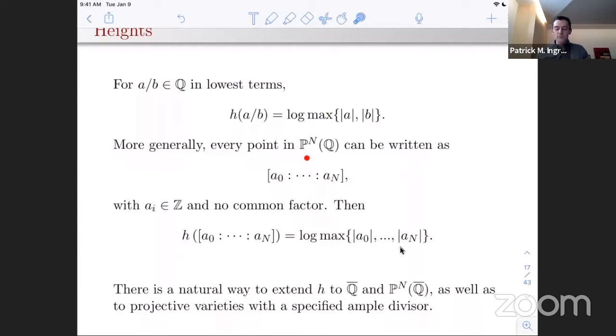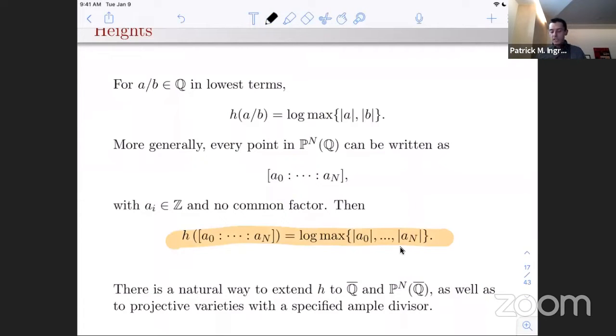And on n-dimensional projective space over Q, you can make the same sort of definition. If you have some point in projective space, you can scale the coordinates so that they're all integers and they have no common factor, and then the height is just given by this. And I then want to make two generalizations of this. So this is the height on Pn of Q. One is if you have any subvariety now of Pn of Q, of course you can restrict this height function to that subvariety.